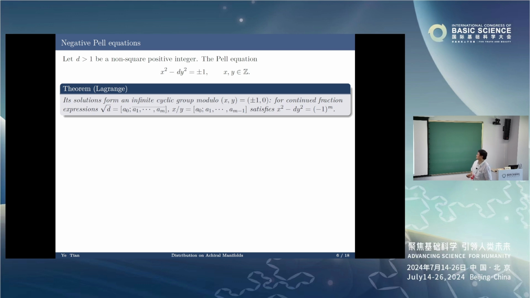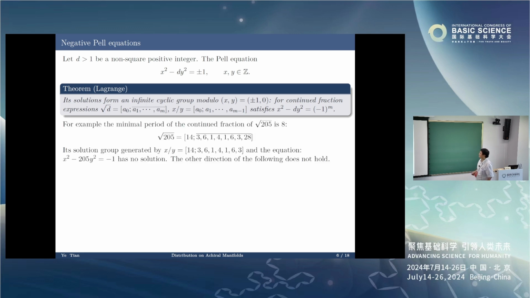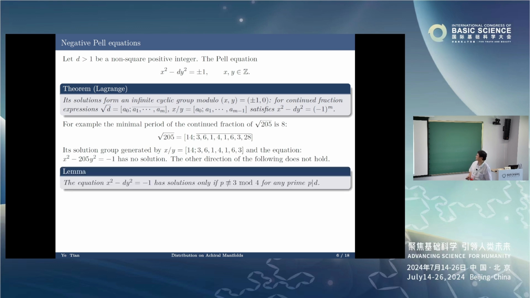But we want to know how this d is distributed, for which the negative Pell equation has a solution. So for example, take 205, which equals 5 times 41. Both of them are congruent to 1 mod 4, but the minimal period is 8, so this equation has no solution. Okay, this is an observation, a necessary condition for the solvability.